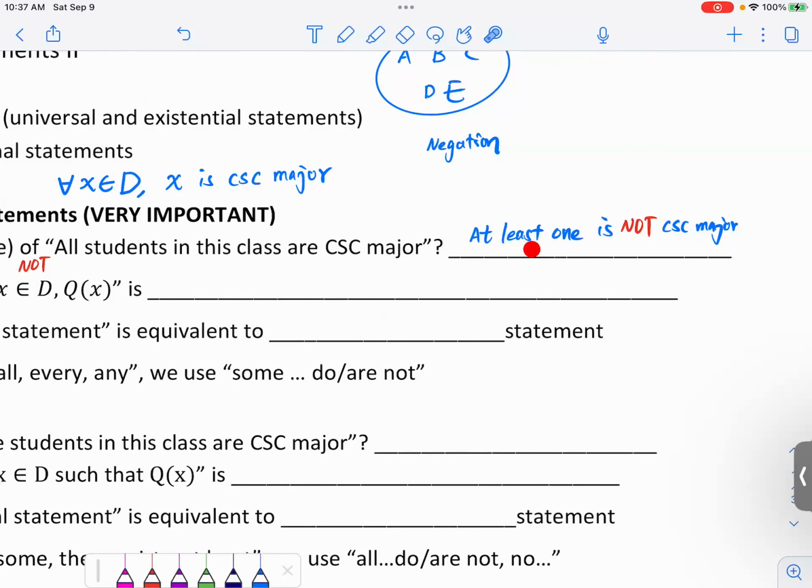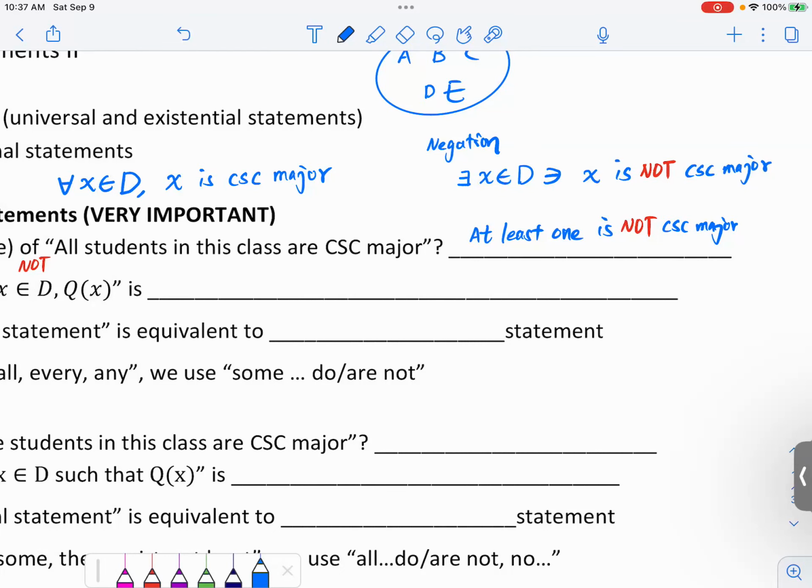So at least, that means there exists at least one, right? There exists. So this is an existential statement. So I'm going to say there exists one student x in this class. If you remember, when we write there exists, it always goes with such that. So such that student x is not a computer science major. Let me emphasize this not, because not was not in the original statement, but when we negate it, it is there. CSC major.